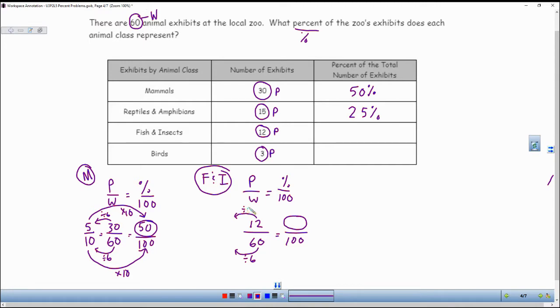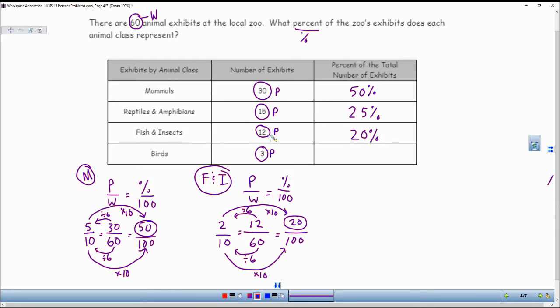It's nice because 6 goes into 12 as well. 60 divided by 6 is 10, and 12 divided by 6 is 2. So now we can get to 100 by multiplying by 10. Times 10 on the bottom, times 10 on the top, and you get 2 times 10, which is 20. That's pretty close to 25%, which makes sense because 15 and 12 are kind of similar as well.